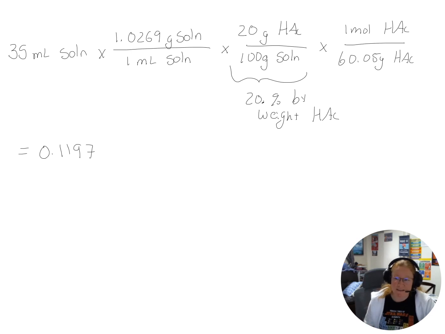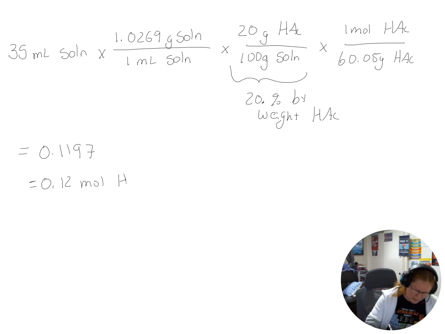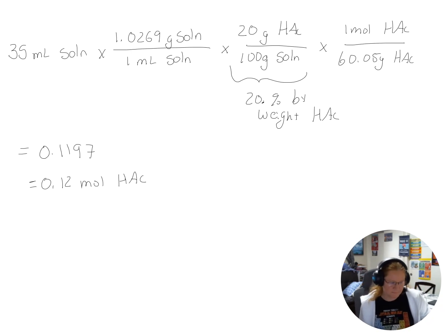We need to round to the correct number of significant figures. When I look at this, I have 2 sig figs for my volume. I have 2 sig figs for my percent by weight, because if you look back at the problem slide, there was a decimal point at the end of that 20, so you get to keep both of those numbers. My density has 5 sig figs, and my molar mass has 4. So how many sig figs do we get to keep? We keep 2, because we keep the lowest number of sig figs. So we round this and end up with 0.12 moles of acetic acid in 35 mL of that particular solution.